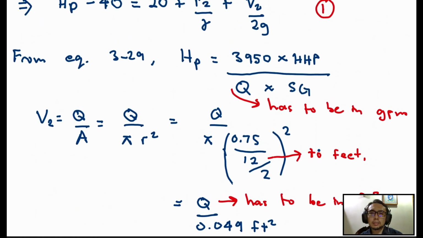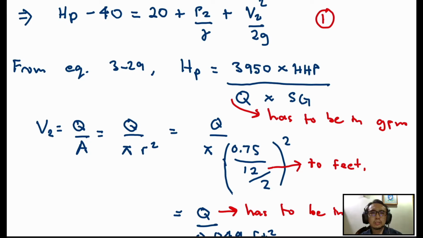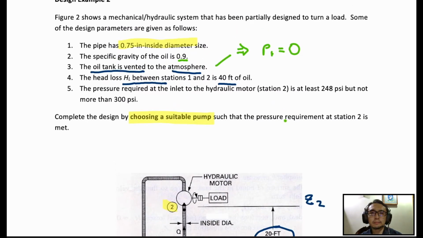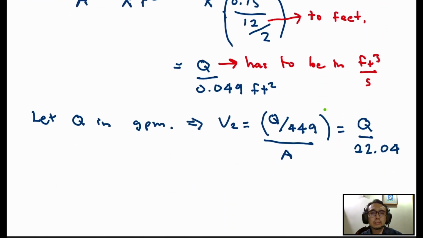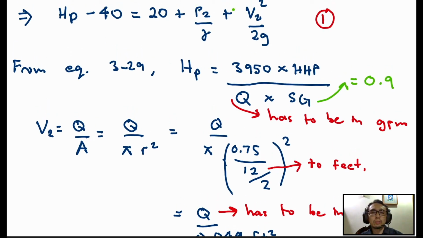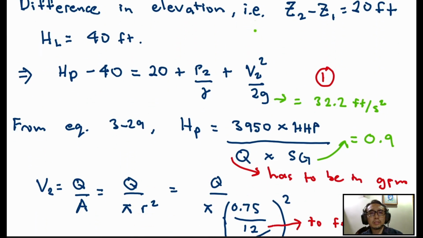Okay, next, SG is given in the question. Specific gravity for the oil is 0.9, so you can write it down. The idea is we want to simplify equation 1. Substitute all the values that we know. And G is 32.2 feet per second squared. So we're going to substitute all the values we know, and then we solve for the pump parameters.